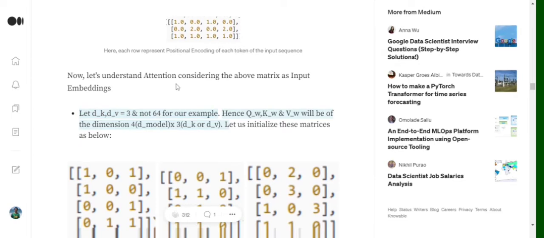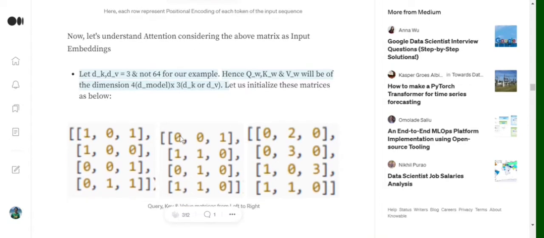Now once we are passing it to the attention layer, assume that we have just one head. We don't have multiple heads, else it would be confusing. So the entire input embedding would go into just one attention head. Again, placing some values, the dimension of key and dimension of value to be 3 and not 64 in our example, again for demonstration purposes. And the dimension of query weights, key weights and value weights would be 4 into 3. You can go back to the blog and check out the reason behind it.